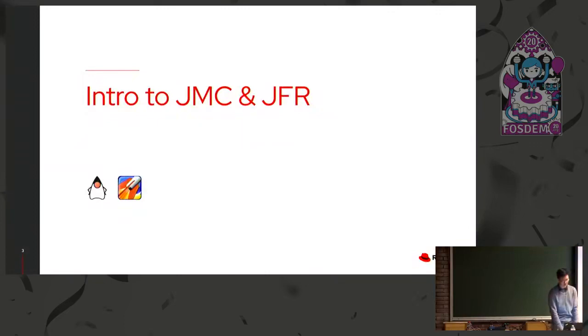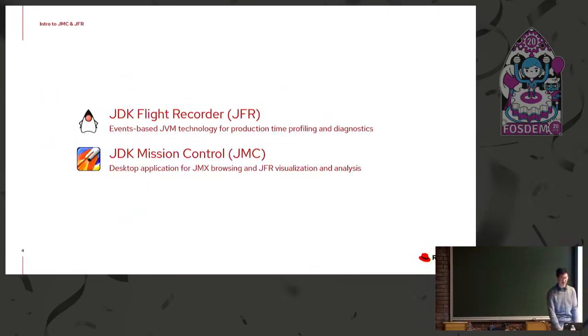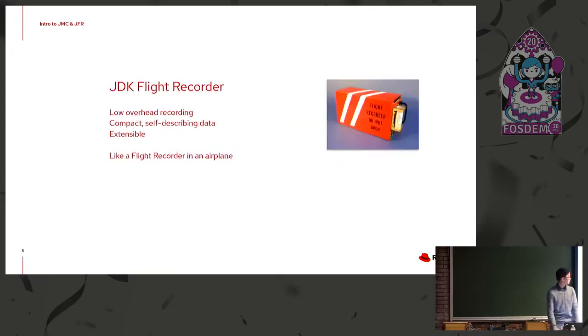So yeah, JMC and JFR, for those of you who haven't heard of it before, JFR is the JDK flight recorder. It's events-based JVM tech for production time profiling and diagnostics, while JMC stands for JDK mission control, and it's a desktop application for JMX browsing as well as JFR visualization and analysis. So JDK flight recorder, it's low overhead recording, it's compact self-describing data in the JFR file format. It's extensible, and you can think of it as analogous to a flight recorder in an airplane.